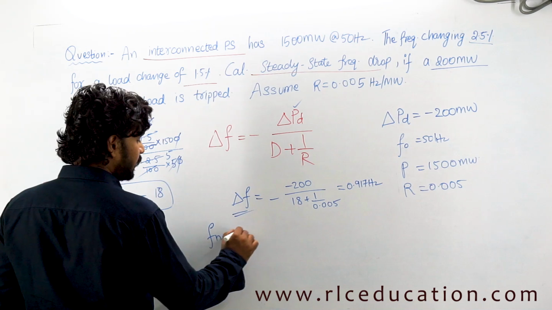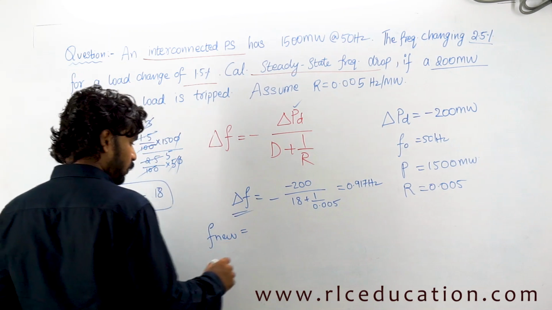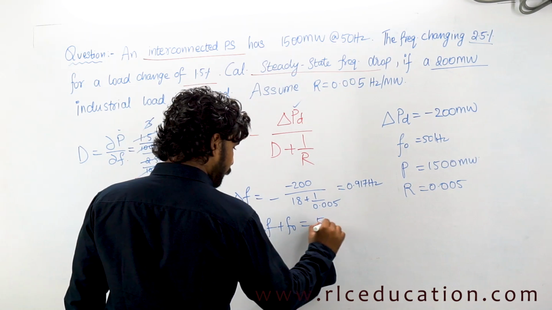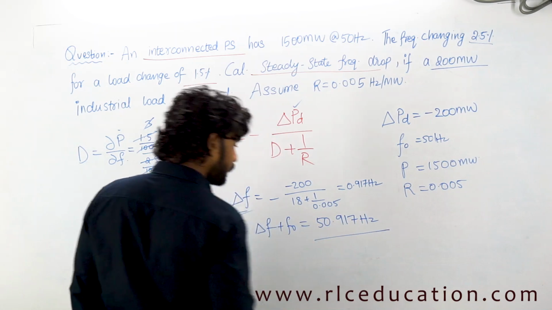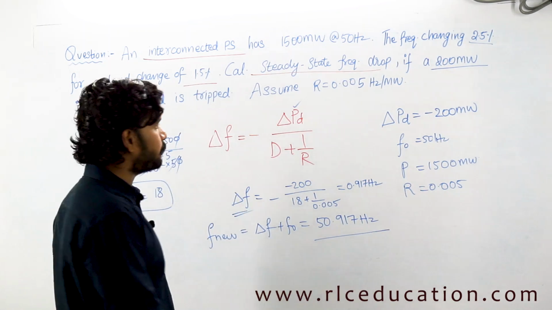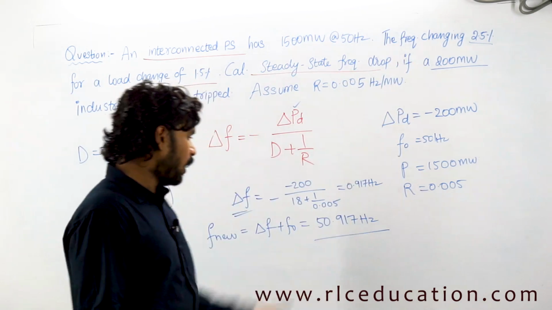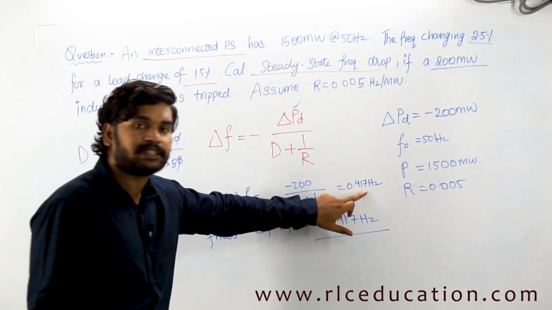The new frequency definitely increases. The new frequency will be equal to delta F plus original frequency, that will be equal to 50.917 hertz. So the frequency has been increased. Why will the frequency increase? Because an industrial load is stripped off, 200 megawatts has been removed, automatically the frequency will rise. So this 0.917 is that steady state error.